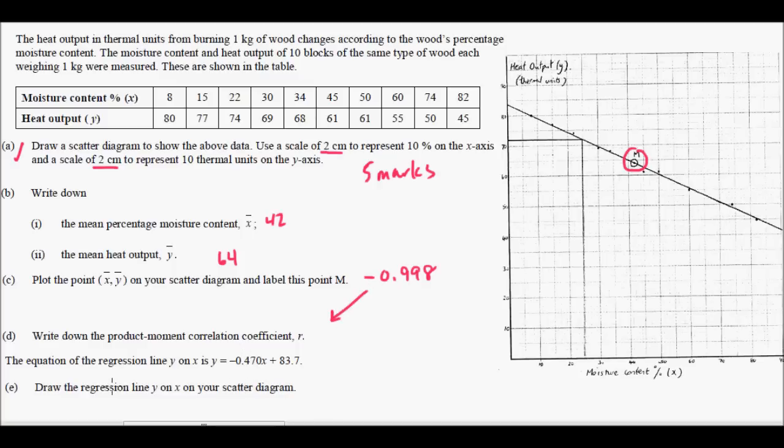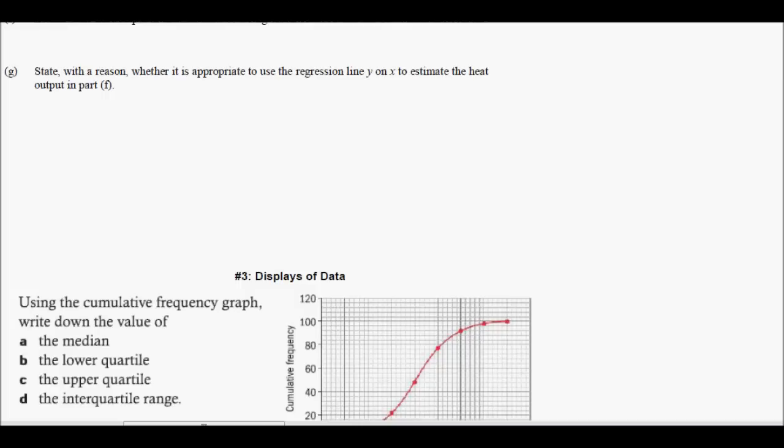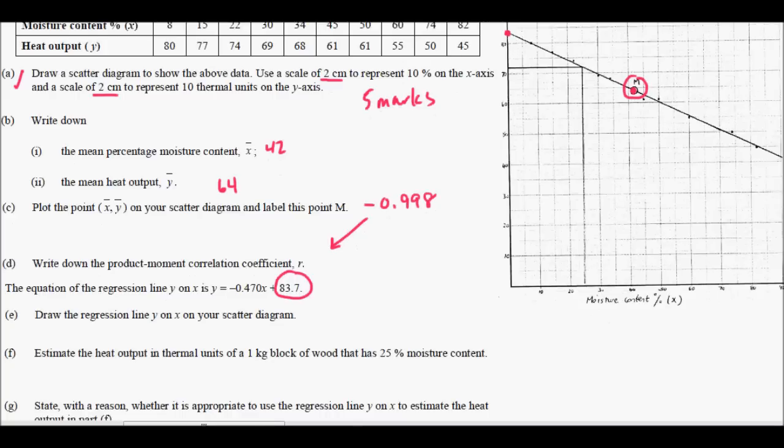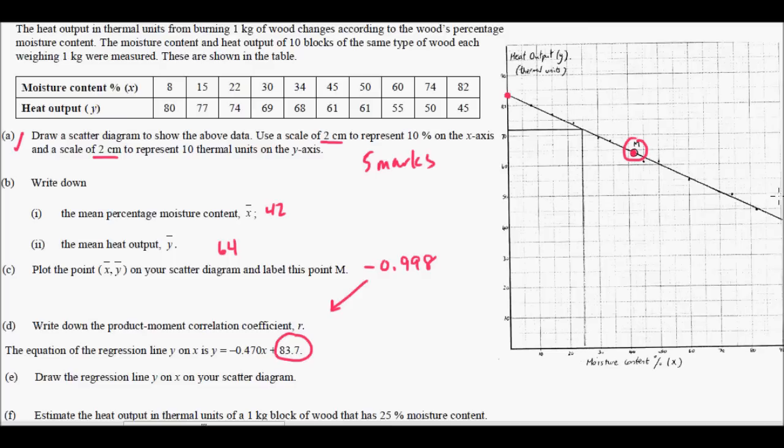Okay, and then the equation is this, draw the regression line. Now the key to the regression line is just plot the y-intercept right here, 83.7, and then make sure you draw with a ruler through the midpoint, and you can draw the perfect thing. So again, just the midpoint here and the y-intercept, and you're good to go.